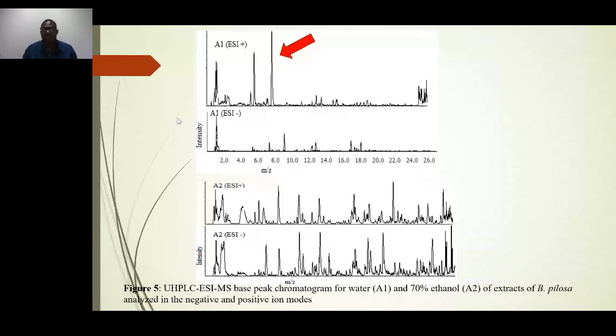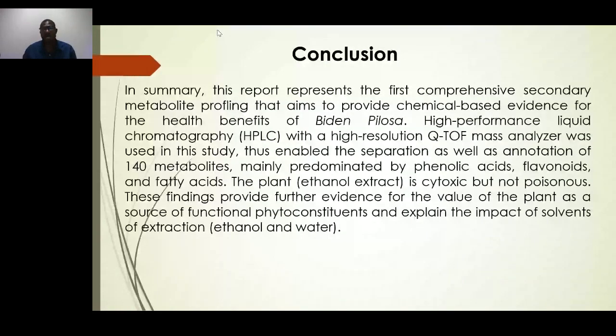So we used the HPLC and QTOF mass analyzer to analyze about 140 phytochemicals, which are predominantly phenolic acids, flavonoids, and fatty acids. So the plant extract shows that it is cytotoxic but not poisonous, because we did not identify any poisonous compounds such as rotenone. And this finding provides further evidence for the value of the plant as a source of functional phytoconstituents and explains the impact of solvent extraction.